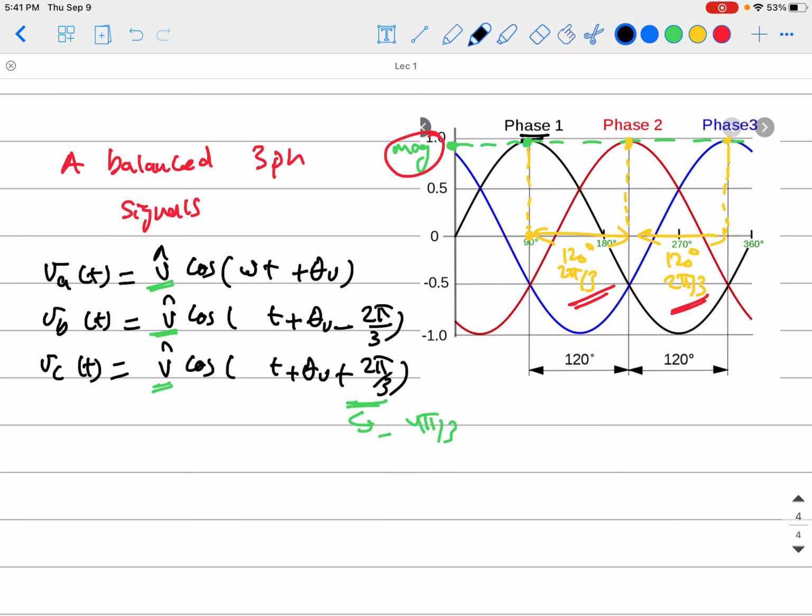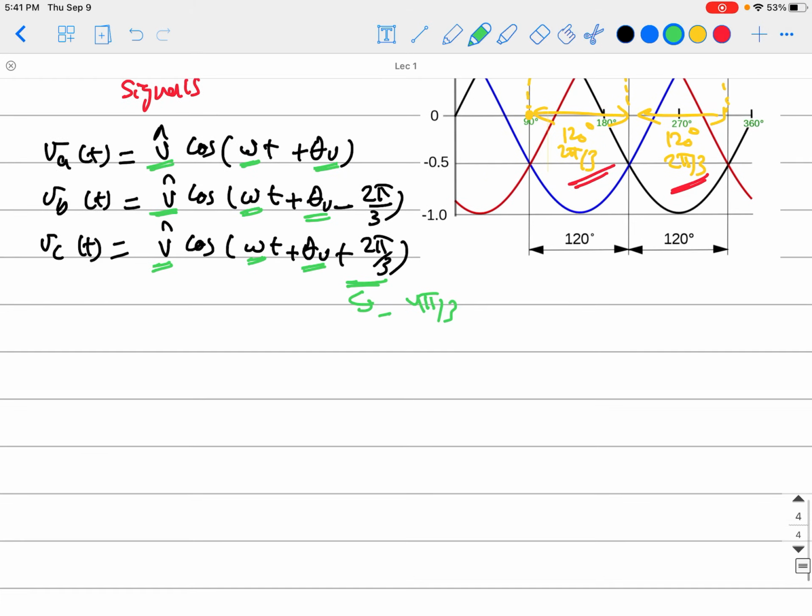So that is omega t, and omega t. They have the same frequency because they have the same omega. And the initial phase shift, theta V, will be constant here. And they have phase shift: the second one, B, has minus 2 pi over 3, which means it has a 2 pi over 3 shift from the A phase. And then VC is also shifted by 2 pi over 3. So that is the idea we'll be talking about here, just balanced 3-phase.